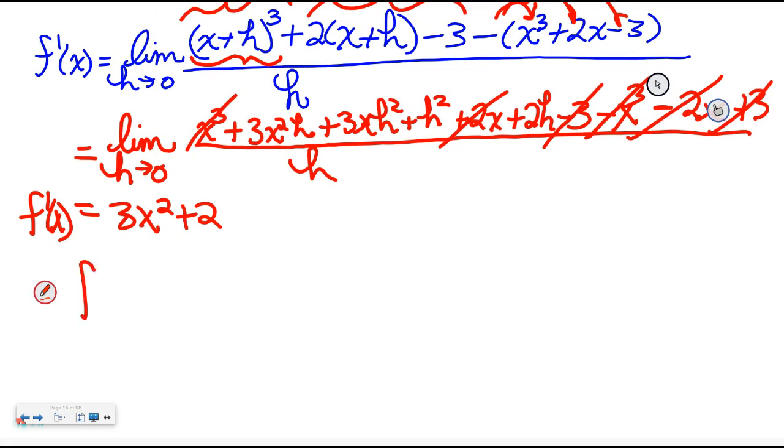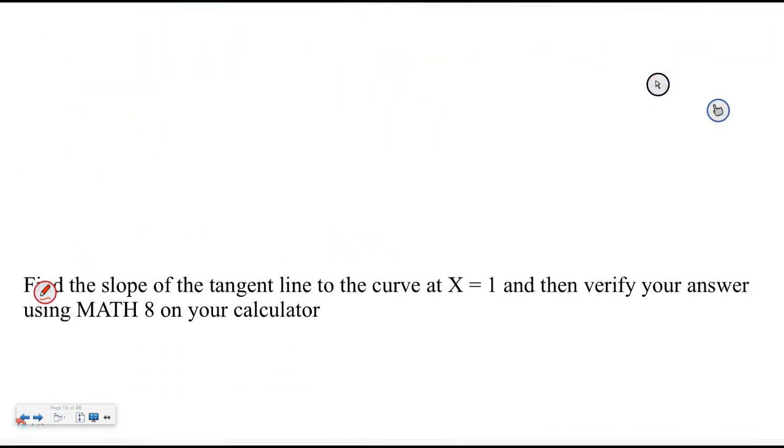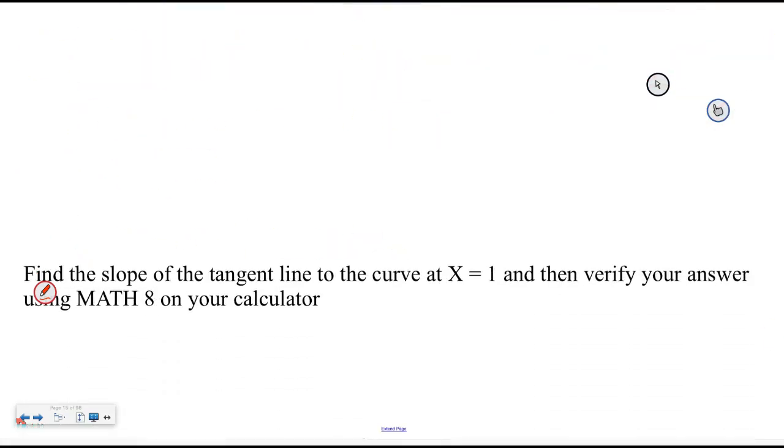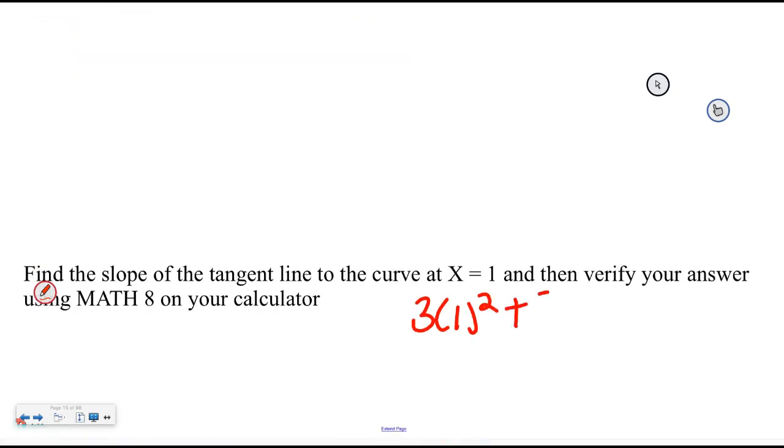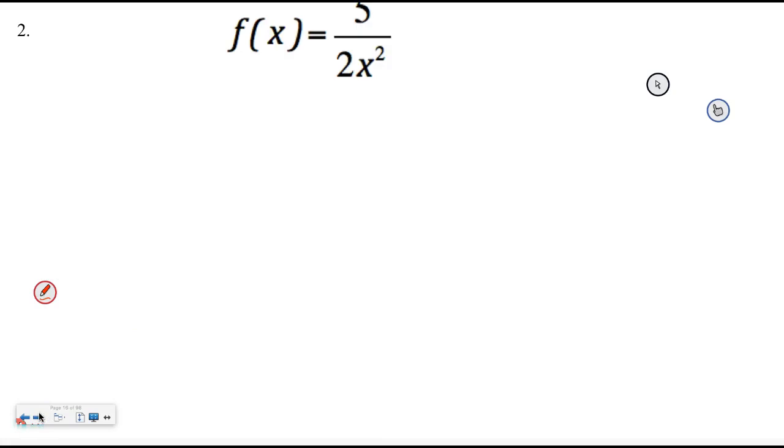So if I wanted to know, hey, what's the slope of the tangent line when x is 0? It'd be 3 times 0 squared plus 2. It'd just be 2. All right? So it says find the slope when x is 1. Well, 3 times 1 squared, right? And what was it? 3x squared plus 2. It would be 5. So I'd like you to verify that on your calculator using Math 8. Get used to that. We've talked about it in class.